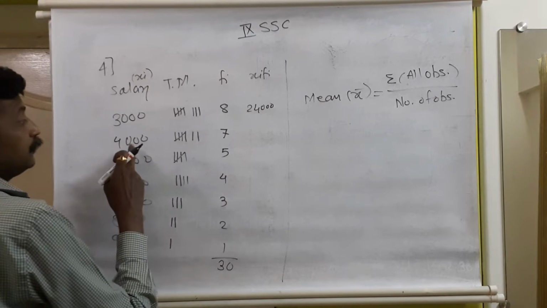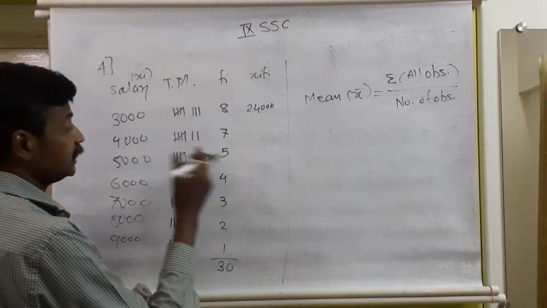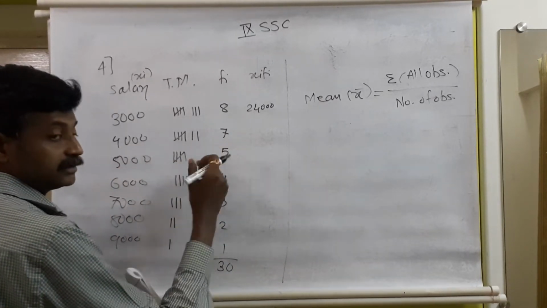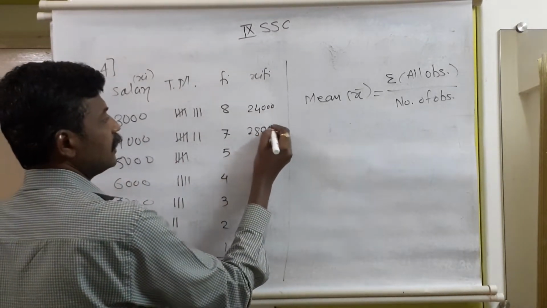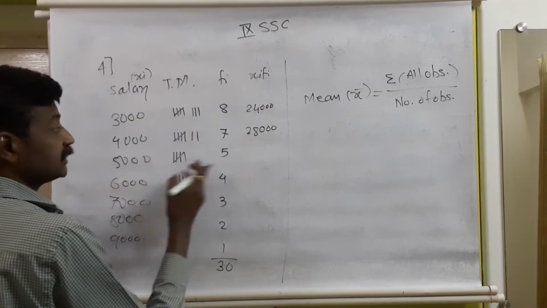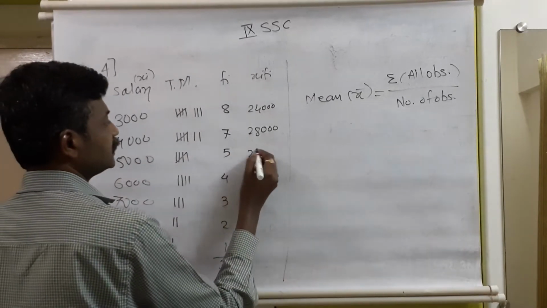Because of 4000 salary, how many workers are getting 4000 salary? 7 workers. So what is their total? 7 fours are 28,000. 5000 salary for 5 workers, 5 fives are 25.